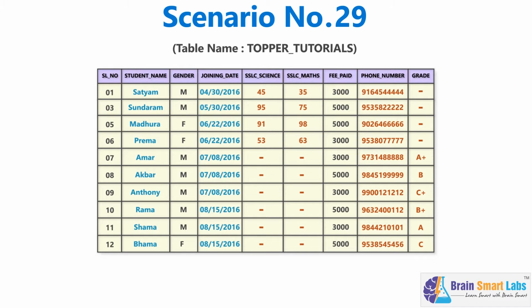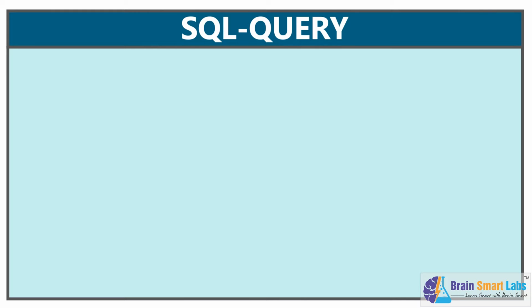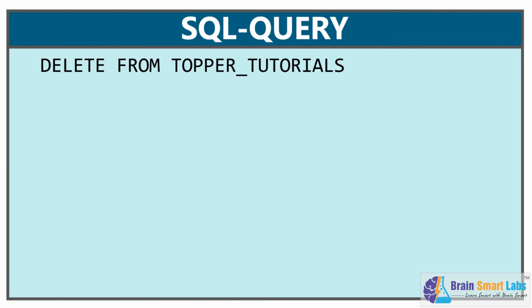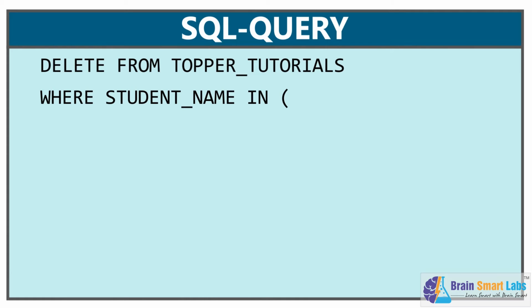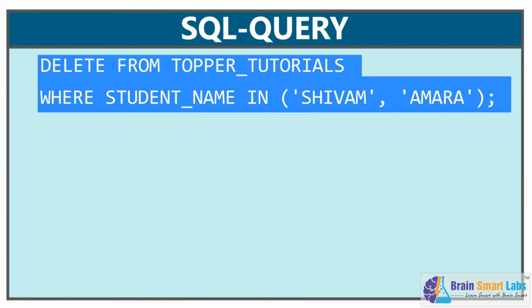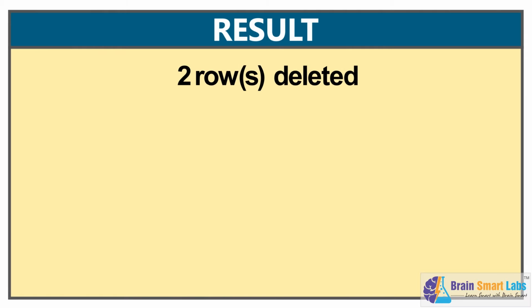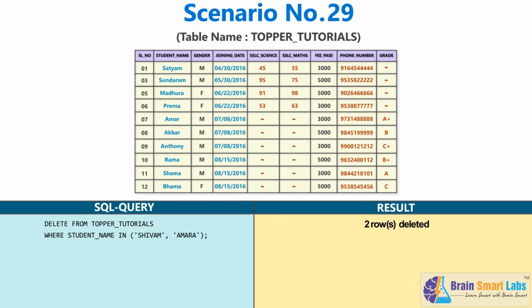Now for that to happen, we need to execute the query as seen over here. Delete space from space Topper Tutorials in the first line, where space student name space in Shivam comma Amara in the second line, followed by a semicolon. Highlight the command using your mouse and run it, and you will get the result as 2 rows deleted. Congratulations!